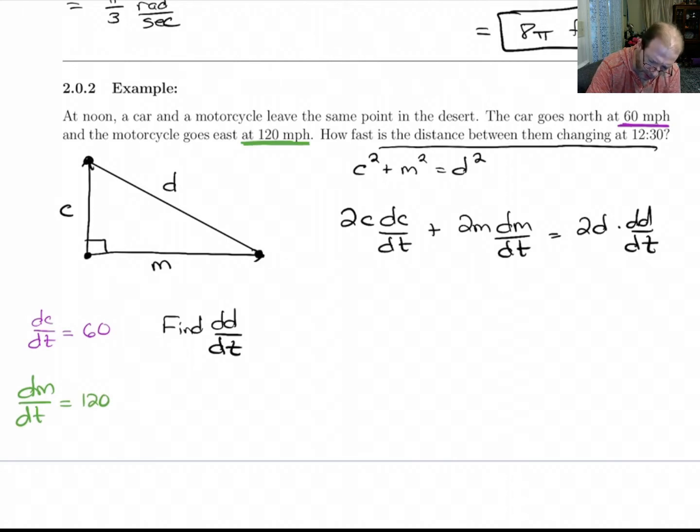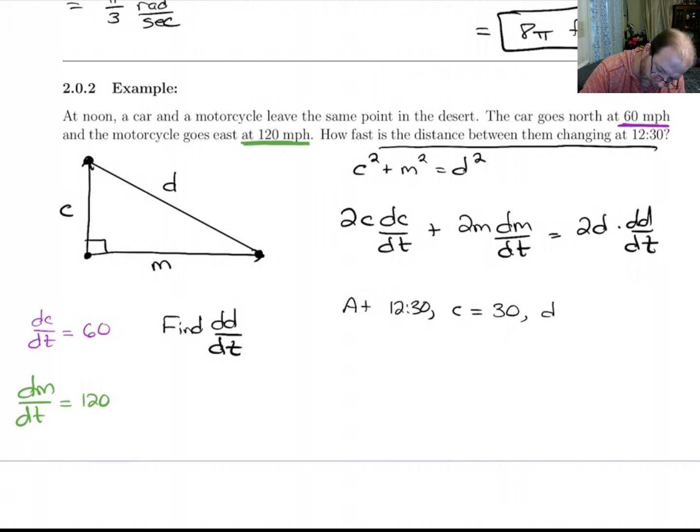Okay, so we've got to plug into all this stuff. And the thing we're trying to solve for is the dd/dt. Well, let's see, what are all these other values? dc/dt and dm/dt are given to us. But we've got to figure out what the c, the m, and the d are at 12:30. All right, so at 12:30, that's after everybody's been driving for a half hour. The car, if he's going 60 miles an hour, then after a half hour, he's gone 30 miles. The motorcycle, he's going 120 miles an hour, so after half an hour, he's gone 60 miles. So that's M is 60.